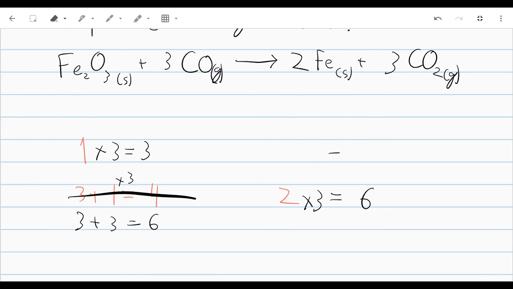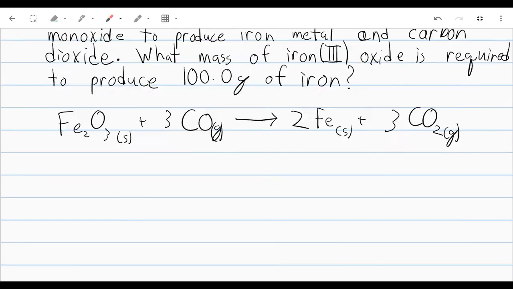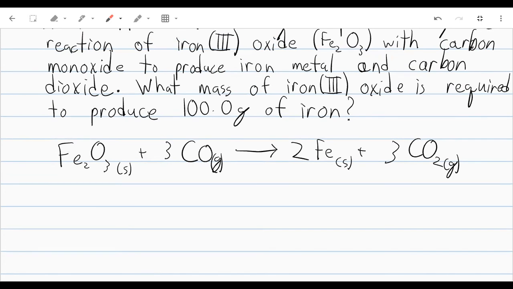Okay, I'm erasing. You might want to rewrite this if you're writing on paper. But now I have a balanced chemical equation. So I've got to do my stoichiometry from here. So what I'm going to do is I'm going to start writing out my knowns and unknown. I know that I want to have 100 grams of iron in the end.